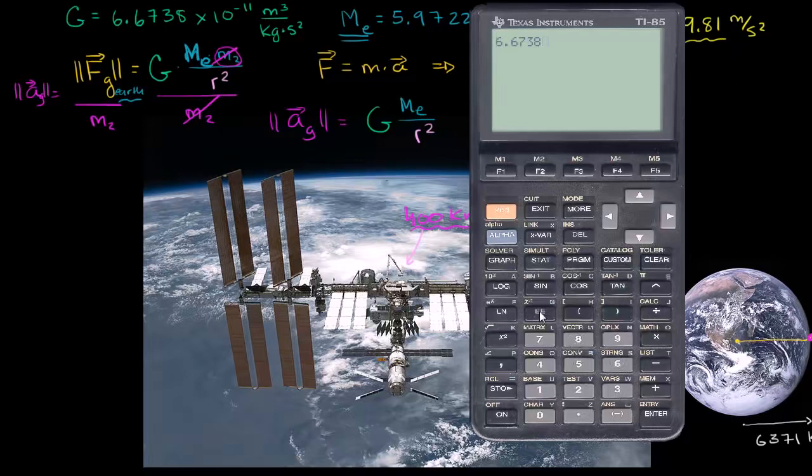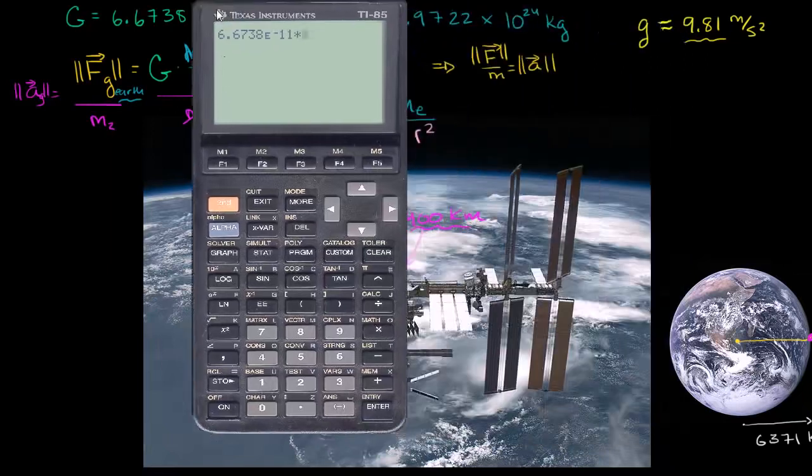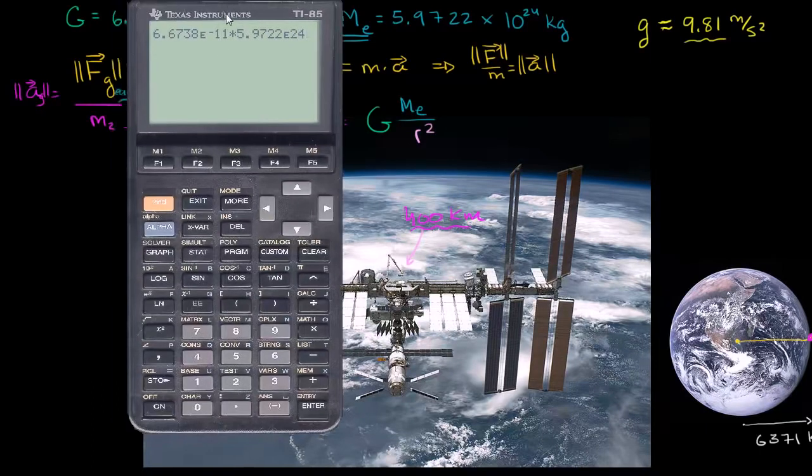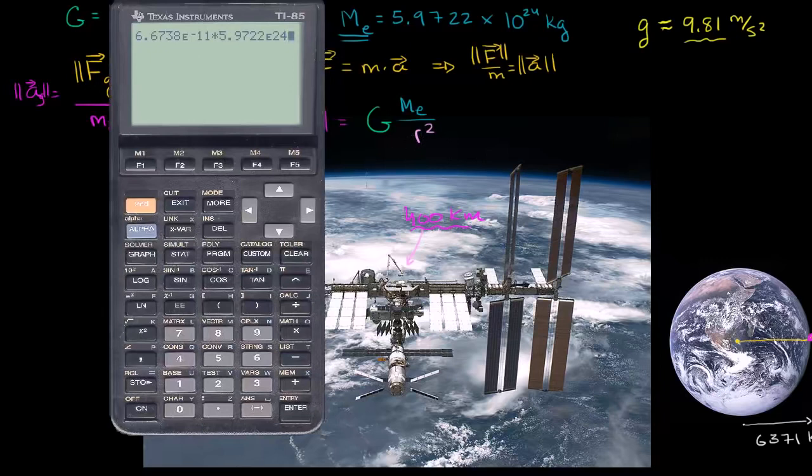This EE button means literally times 10 to the negative 11. So this is 6.6738 times 10 to the negative 11. And then I want to multiply that times the mass of Earth, which is right over here. That is 5.9722 times 10 to the 24th. So times 10 to the 24th power. And we want to divide that by the radius of Earth squared.